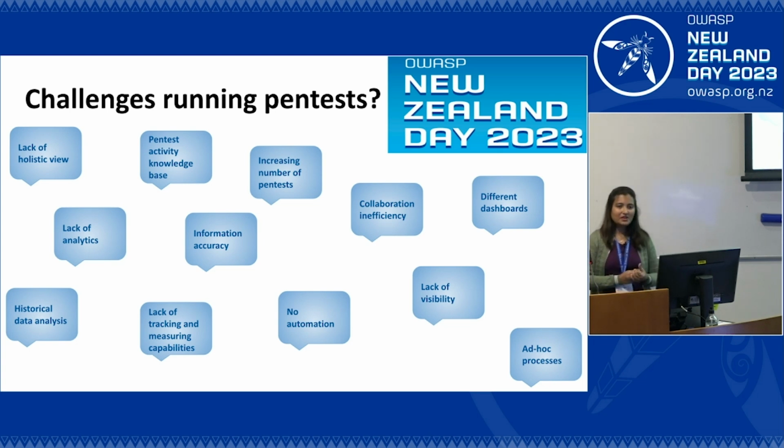Information accuracy, very much related to the previous point. Because one pentester passes information to another pentester, some information might get lost. So information accuracy is very low.